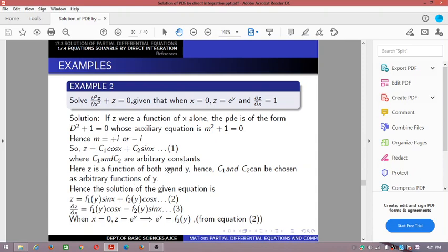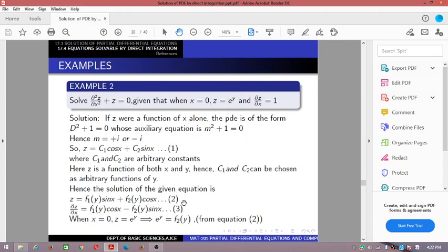Now we evaluate ∂z/∂x so that we can apply this initial condition to find the values of f1(y) and f2(y). We differentiate partially with respect to x, then ∂z/∂x = f1(y), which is constant, into the derivative of sin x, which is cos x, plus f2(y) into the derivative of cos x, which is -sin x. And it is given that when x = 0, the value of ∂z/∂x is 1 and the value of z is e^y.